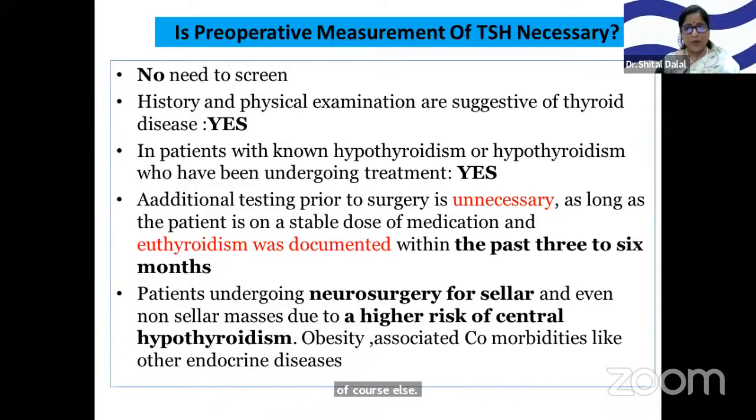If there is a history of hypothyroidism and the patient is undergoing treatment, then of course we have to do the thyroid function test. Additional testing prior to surgery is unnecessary as long as the patient is on a stable dose of medication and euthyroidism was documented within the past 3 to 6 months. Especially in patients undergoing neurosurgery for sellar or non-sellar masses, due to the higher risk of central hypothyroidism. Again, if there are other endocrine comorbidities, or in obesity and even pregnancy, sometimes it is necessary to do the thyroid function test.